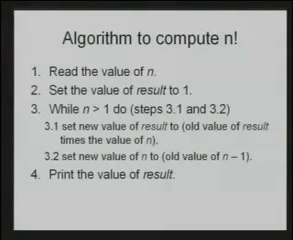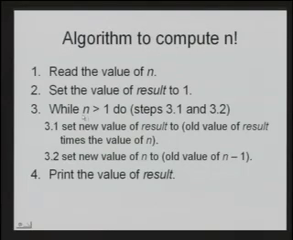So here is the expression of our thoughts in the form of an algorithm. Here is the algorithm to compute the factorial of n. The first step is to read the value of n, and in the second step, as we did earlier while we were scribbling, set the result initially to 1.